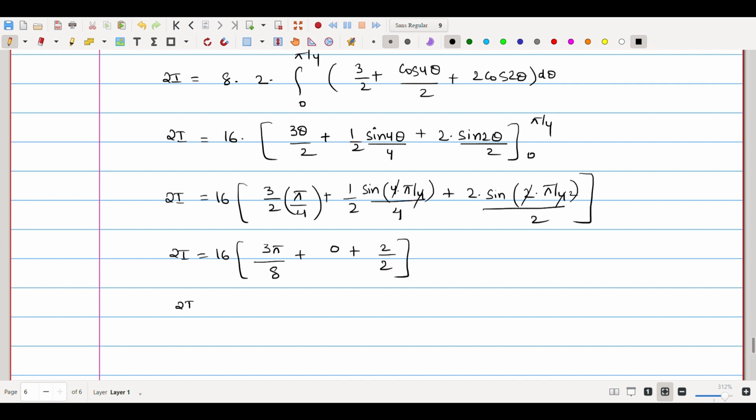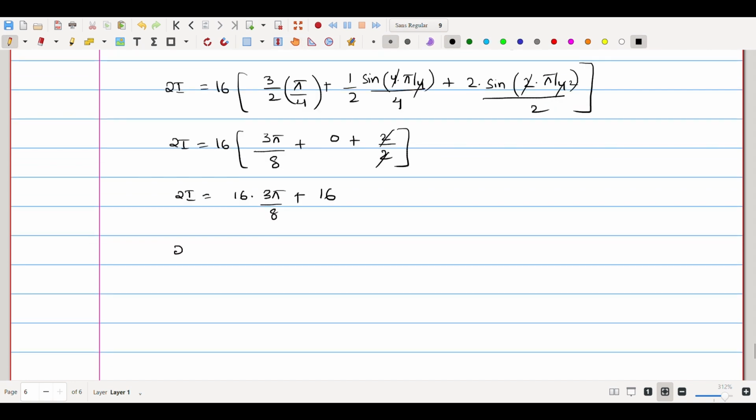So 2I equals, if you multiply 16 here, 16 into 3 pi by 8 plus the 2 will cancel 16. So 2I equals 6 pi plus 16. Let's take 2 here. So I equals 6 pi plus 16 by 2. If you cancel, we get 3 pi plus 8, which is our required answer.